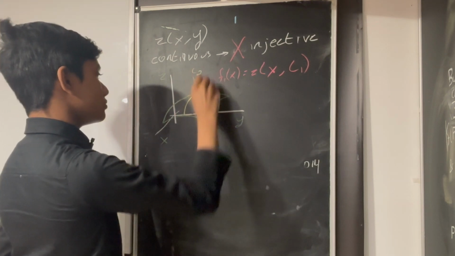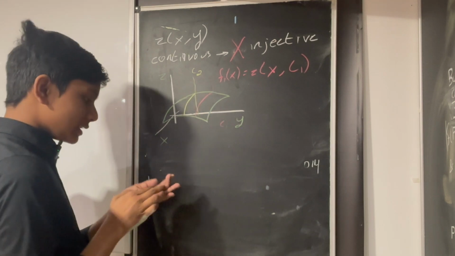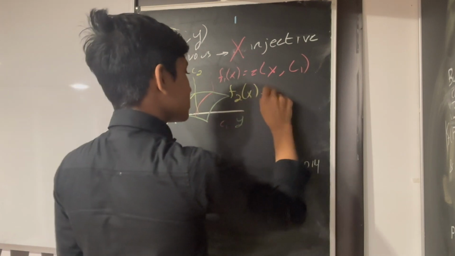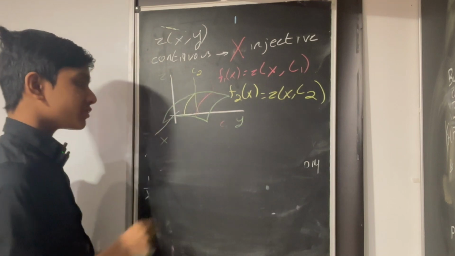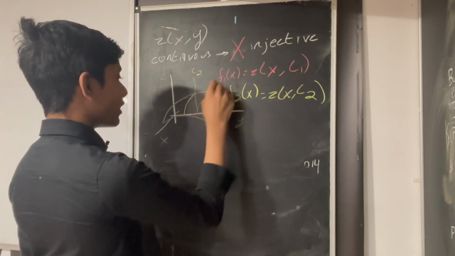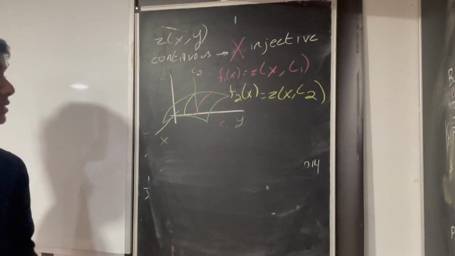So this is c2, this is c1. We can take some different cross-section, f2 of x is equal to z of x comma c2. When we're taking a partial derivative with respect to the x direction, we're actually just finding the slope of these guys over x. All right.